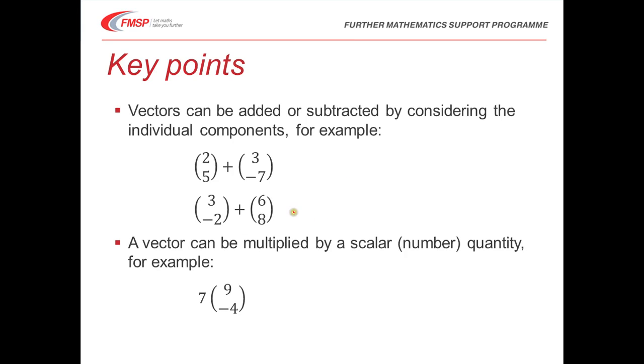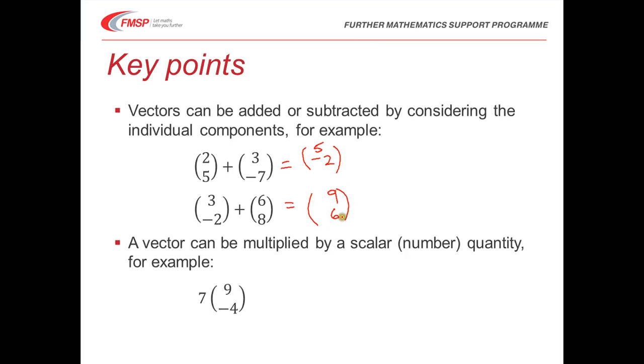So just before we go on to look at some exam questions, just a quick reminder of how to add and subtract different vectors. Here we have (2, 5) plus (3, -7). We just add together the individual components. 2 add 3 is 5, and 5 add minus 7 is minus 2. Similarly, if we added these two vectors together, we would have 9 and 6.